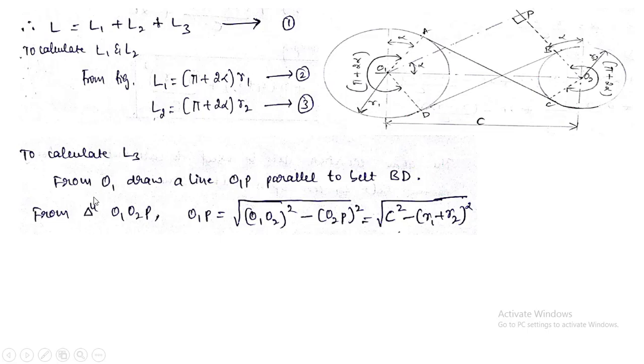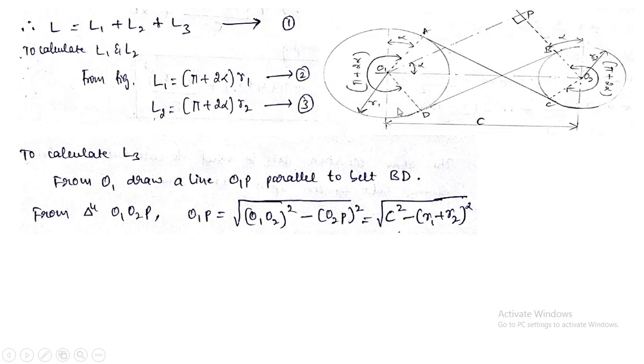The modification is: from O1, draw a line O1P parallel to the belt BD. Yes, this is the center O1. From this O1, I will draw a line O1P. You can see here, that is the chain line I have drawn. This O1P will be parallel to this belt BD. This is a slight construction I have to make. In the previous case, in the open belt drive, we had drawn that line from O to P, parallel to AB. But here it is from O1, and we will draw a line O1P parallel to this belt BD. So this is a small construction we need to make here.